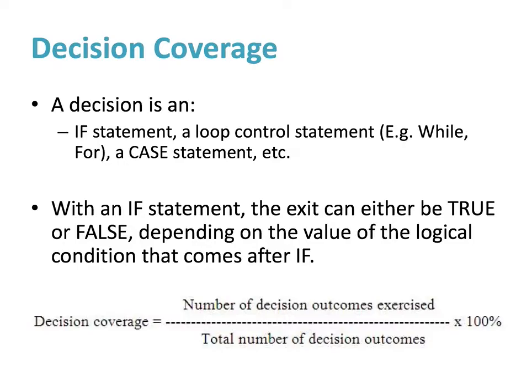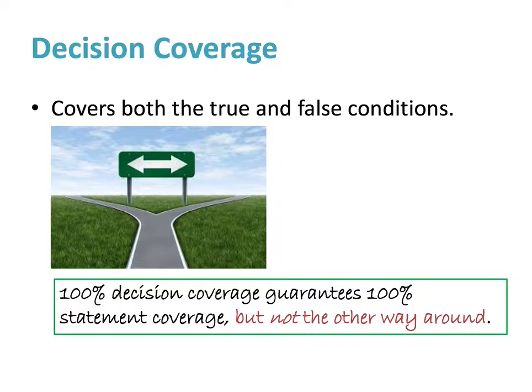So in this case, we're looking at the total number of decisions we've exercised, or should I say decision outcomes that we've exercised, divided by the total number of decision outcomes multiplied by 100 to get us our percentage. Now, before we get into all of that, there is a relationship between statement coverage and decision coverage. So one thing to remember, and again, this is useful by way of our class test coming up, 100% decision coverage guarantees that we have 100% statement coverage, but not the other way around. And that will make more sense as we get through the next couple of examples.